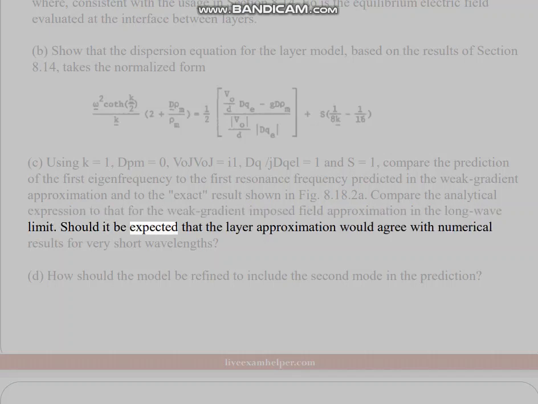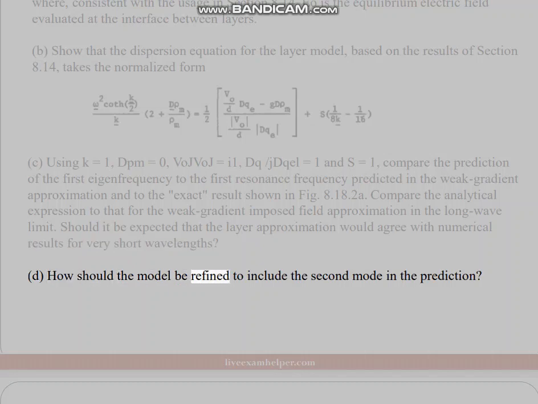Should it be expected that the layer approximation would agree with numerical results for very short wavelengths? D. How should the model be refined to include the second mode in the prediction?